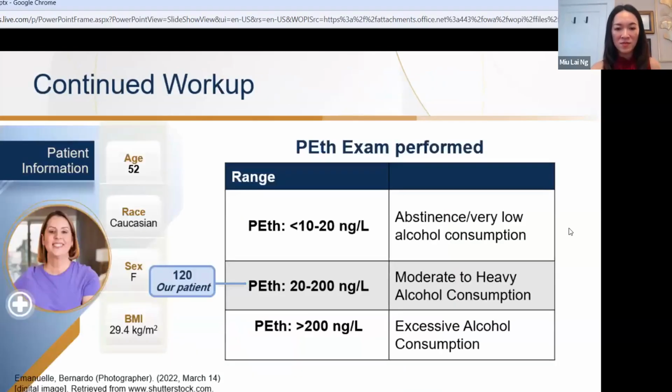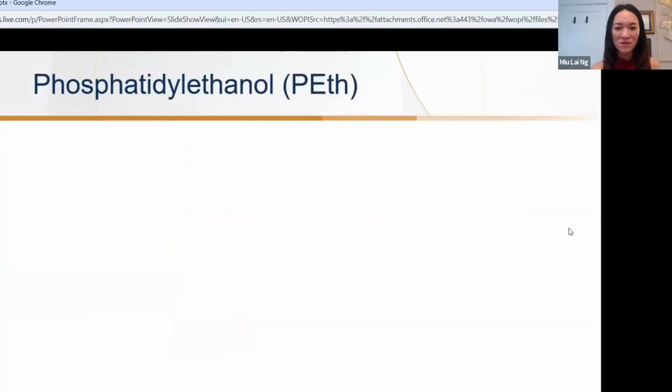So here comes our patient. So this is our patient. We did a blood test for her, and her PEth happened to be 120. Interestingly, in the clinic, if you ask patients how much alcohol they drink and they say maybe one drink a week, they're probably drinking 5 drinks a week. So this is moderate to heavy alcohol consumption.